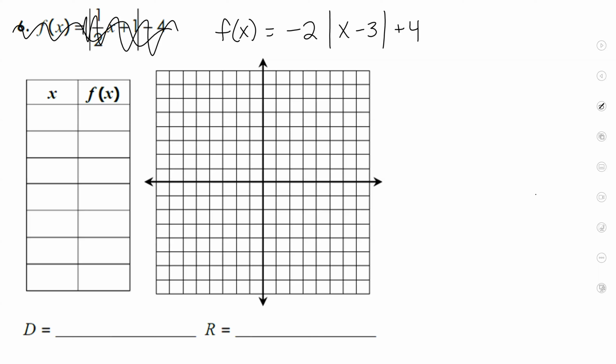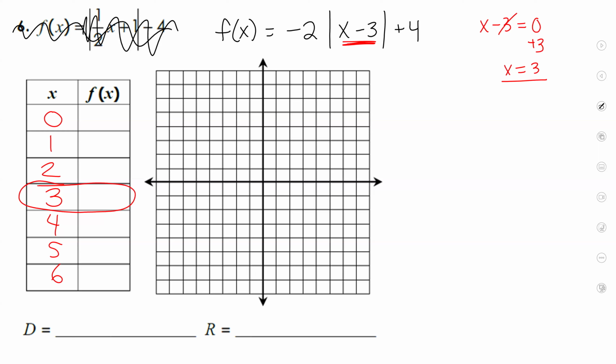All right, let's try this one. Remember, guys, what is the very first step? Set the inside equal to 0. And what do I get? I get X equals 3. This is the X value of your vertex that will go in the middle of your table. We're going to count down and up from that vertex. This one's your vertex.